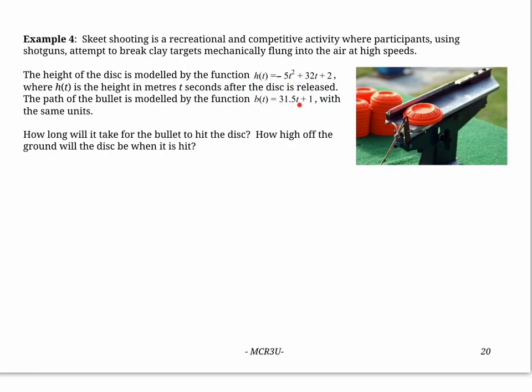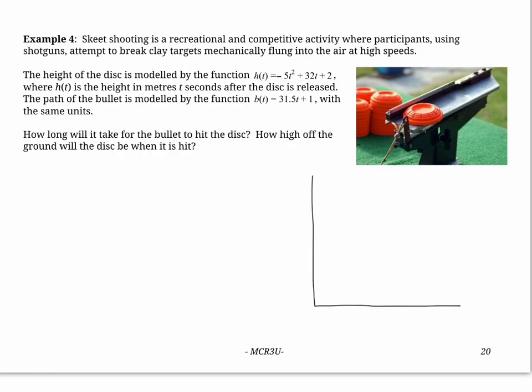This looks like a linear function. We know it's linear because the degree is 1. How long will it take the bullet to hit the disc? How high off the ground will the disc be when it's hit? So let's draw a quick sketch of what this looks like.